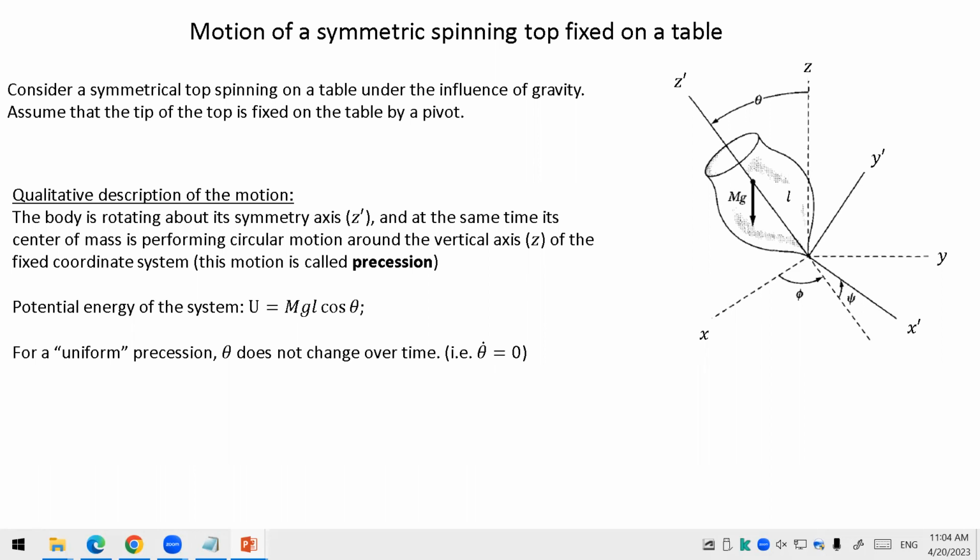Okay, so the motion of the spinning top, as I just showed you in the video. It is spinning, but at the same time, this axis is moving like this. This motion is called the precession.